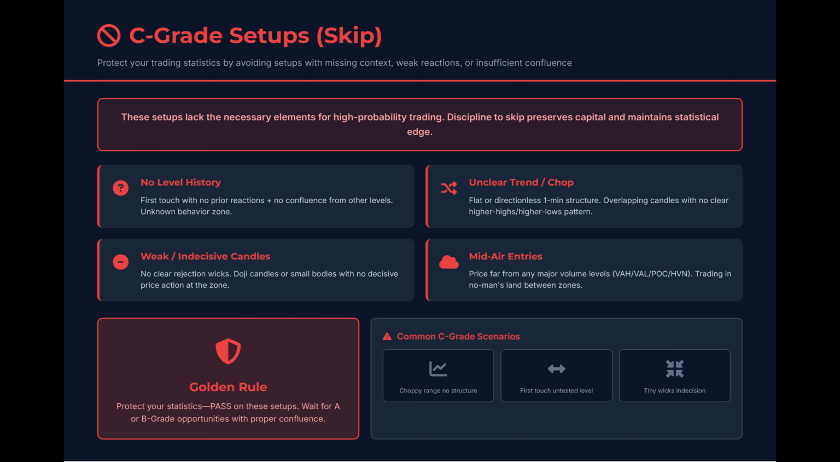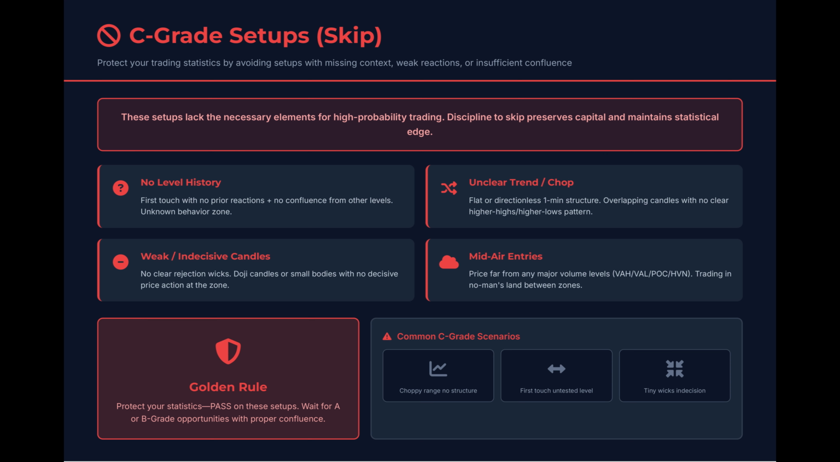Here's a practical example to drive this home. Let's say you're watching ES futures during the London session. Price approaches the overnight point of control at 6525. You check your 3 factors. Factor 1. Level history. You look back at the overnight profile from Monday and Tuesday. The overnight POC wasn't tested either night. No history. Strike 1.